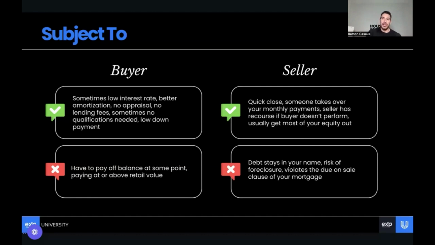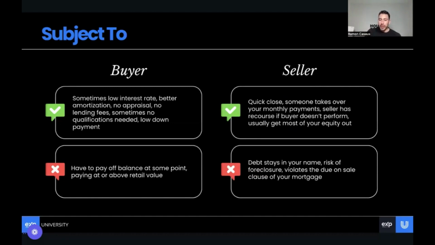So the seller also has recourse if the buyer doesn't perform. So if the buyer stops making payments or is unable to make payments, the seller does have recourse to take the property back if the buyer does not perform. And when they take that property back, they keep all the down payment as well that you initially, as a buyer, gave them. And most of the time as a seller, because we're not dealing with a lot of equity in the property, you most of the time get pretty close to getting all of your equity out. Now, again, not every single time, but more times than not in a subject to transaction, the seller is getting a pretty good amount of whatever equity they do have out of the property at closing.